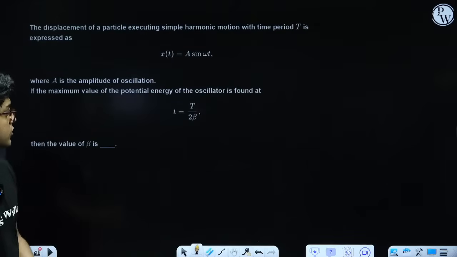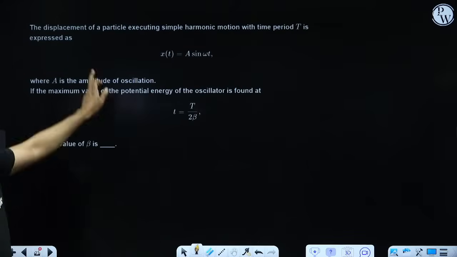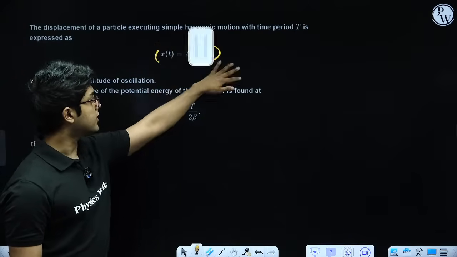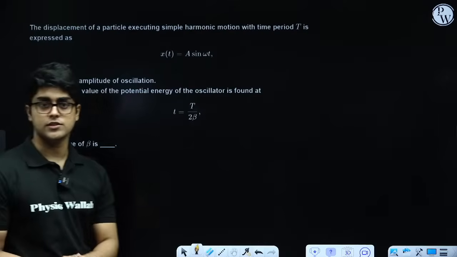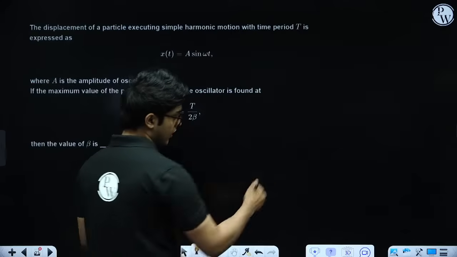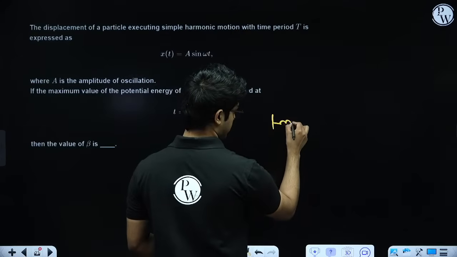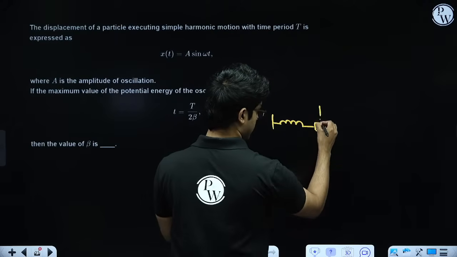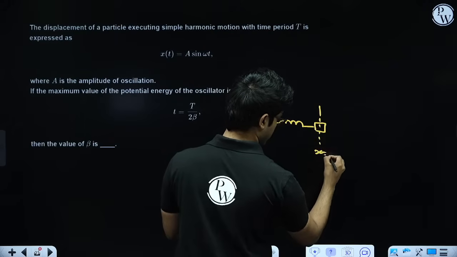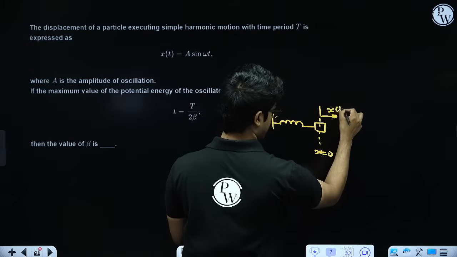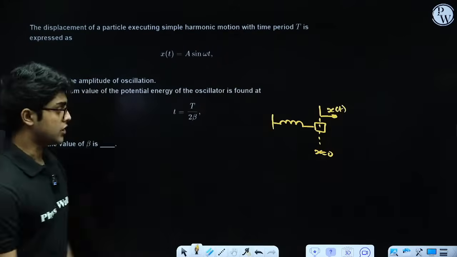Okay, so this question is a simple question. We have a particle executing SHM, and the function is given as A sine omega t. Everybody knows what this is. It's a simple sinusoidal SHM. You can think of a spring mass as well. This is the x equal to 0 position, and how the position varies with time is given to us by the sine function A sine omega t.